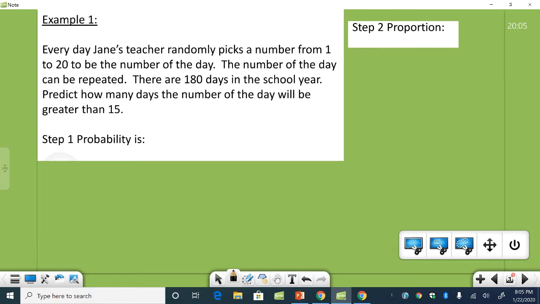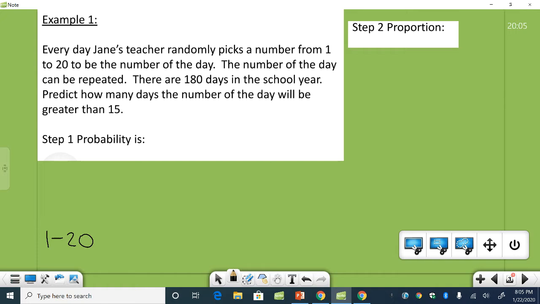So example number one, every day Jane's teacher randomly picks a number from 1 through 20. That's the number of the day. It can be repeated, so that means that she can replace it. That means that this is an independent event. It's not going to change your denominator, and all that good stuff.